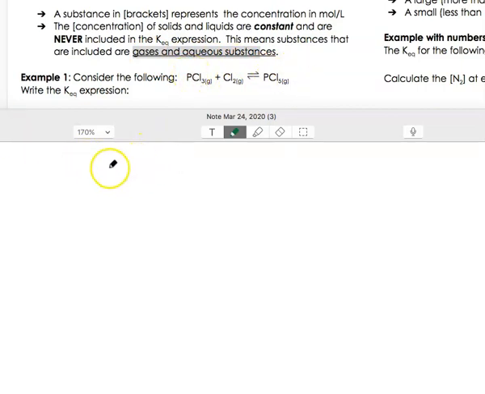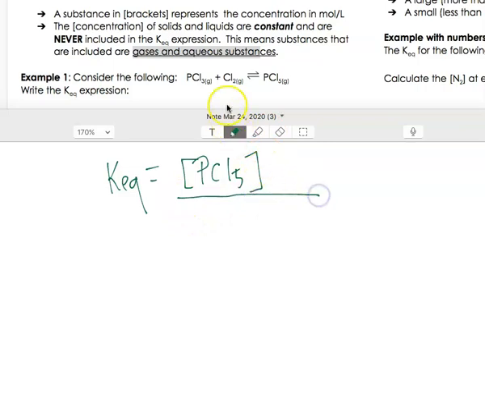So what you're going to do is write K eq is equal to the concentration of our product, right? So our product is PCl5 to the power of 1. There's a 1 there, right? So we could just leave it as is because it's 1. And then you divide it by the concentration of the reactants. So here we have PCl3 and Cl2. Okay, so we don't have any coefficients in the front, and this would be our expression.